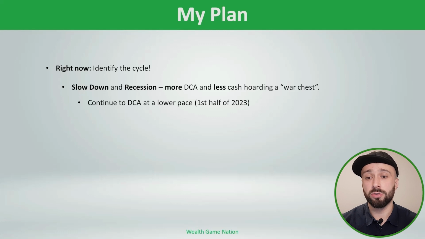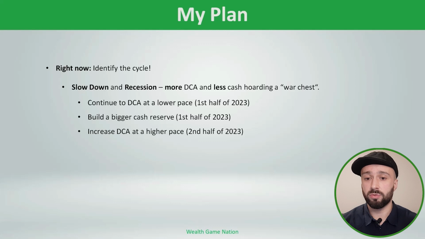So what I will do is continue to dollar cost average, however, at a lower pace. That is, at least in the first half of 2023. I will keep adding to my war chest, basically increase my cash positions, again, at least in the first half of 2023. Then, in the second half of 2023, I will increase my deployment into the stock market. So far, I haven't pulled any money out of the stock market, nor am I planning to. However, now that I believe the first half will be going down even more, I will not be putting as much as I usually would, and then I will again step it up.